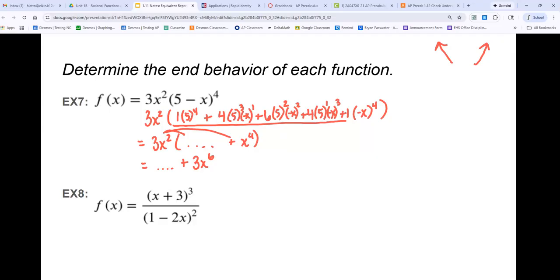So if I want to use limit notation to write this, I would say the limit as x approaches negative infinity of f of x is going to be, that means I'm approaching negative infinity, that's my left side. I'm going to get positive infinity as my answer there. And then I would say the limit as x approaches positive infinity of f of x equals positive infinity also.